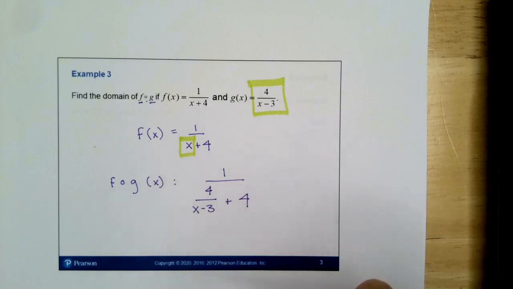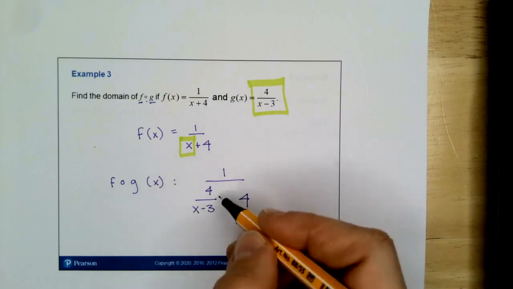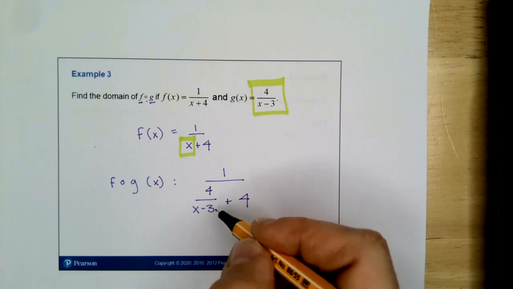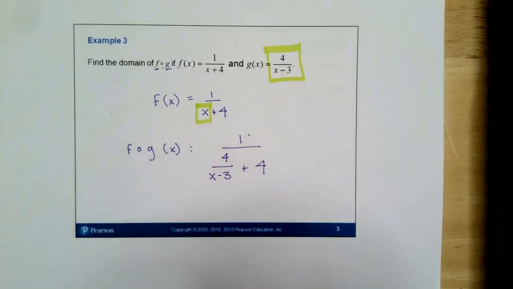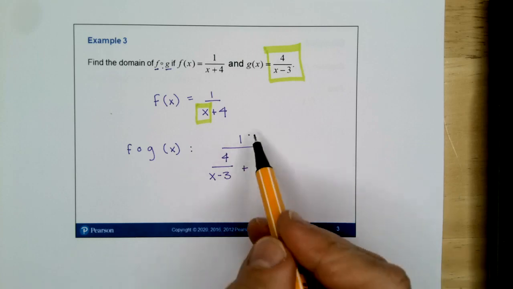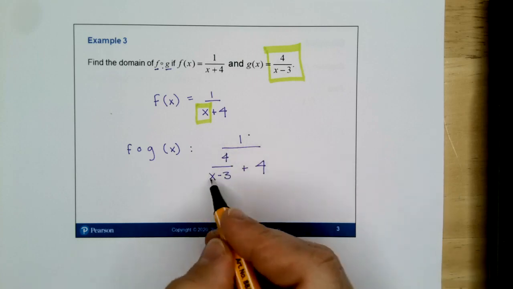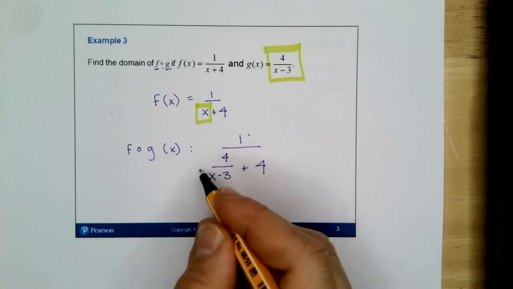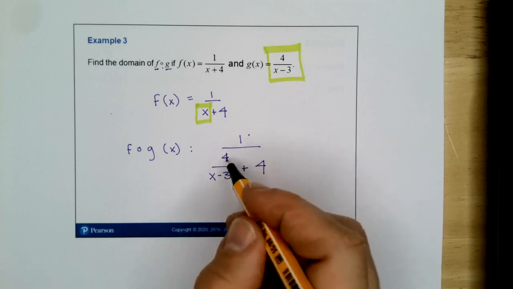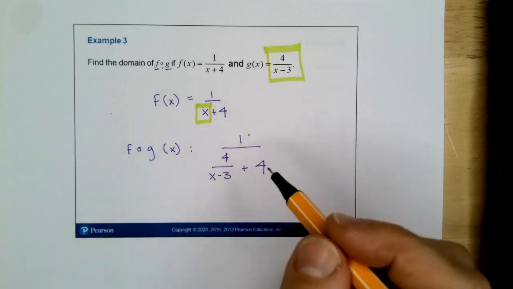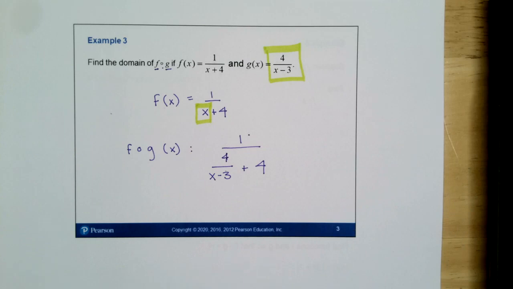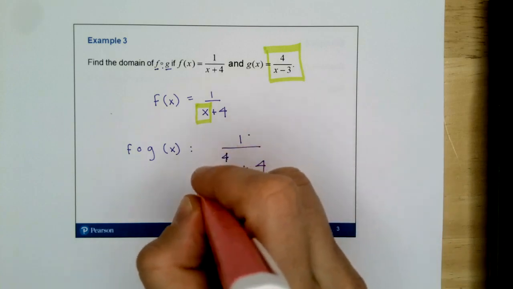In order to find the domain, we just want to simplify it so that we can ensure that if there is a remaining fraction, we do not have an x value that gives us a 0 in the denominator of the fraction. Okay? So, what do we do? In a compound fraction, a fraction within a fraction, we can get rid of the inner fraction by multiplying the numerator and the denominator of the bigger fraction by the denominator of the inner fraction. So in this case, the inner fraction is 4 over x minus 3.